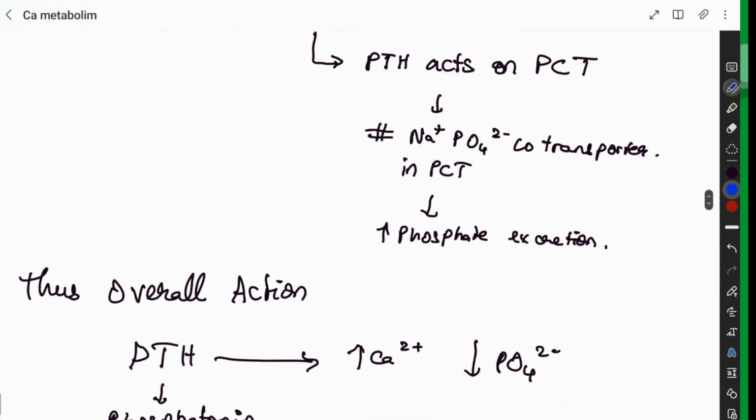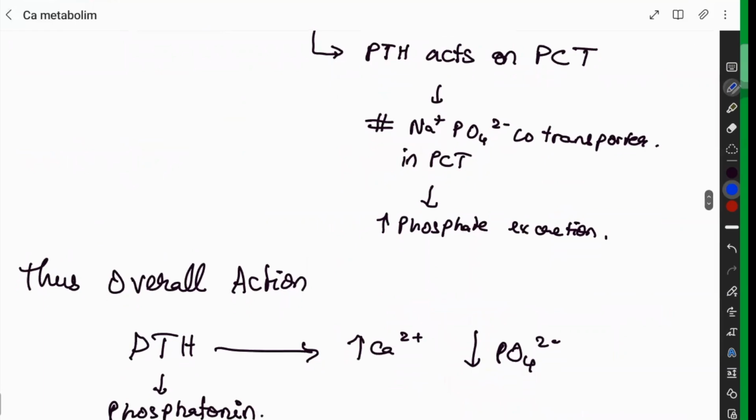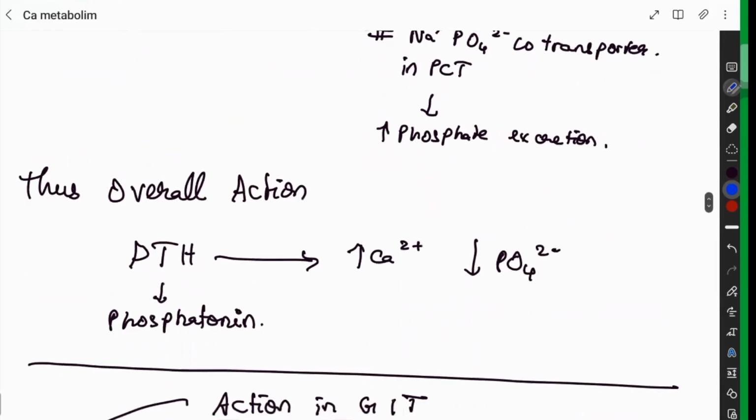So the overall action is that your PTH, you can call it phosphaturic hormone, causes an increase in the calcium ion but a decrease in the PO4 phosphate ion. Increase in the calcium ion but decrease in the phosphate ion. That is why we call it a phosphaturic action.